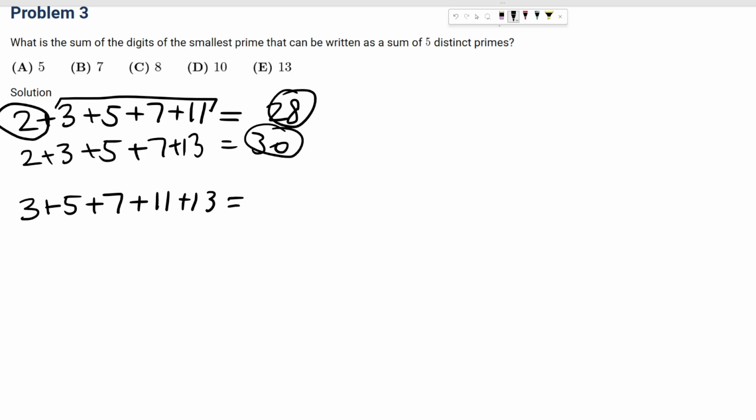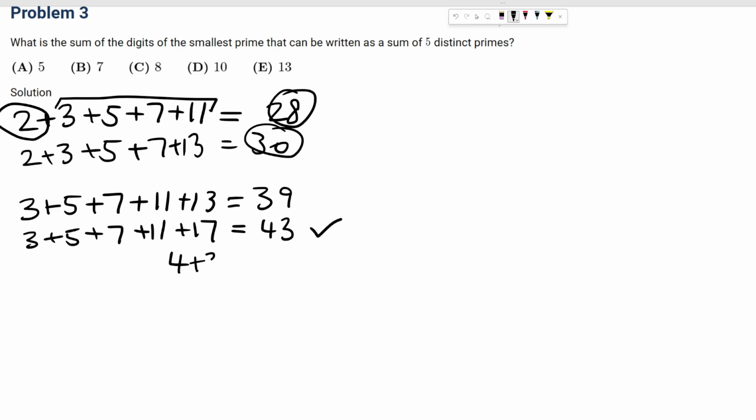What does this add up to? Let's see. This is 8, 15, 26, 39. 39 is still not prime. It's divisible by 3 and 13. But if we try the next one, the next smallest one, which is just going to the next prime, what does this equal? This is 43. 43 is prime. So that means we're done. Our answer is just the sum of the digits of this, which is 7.